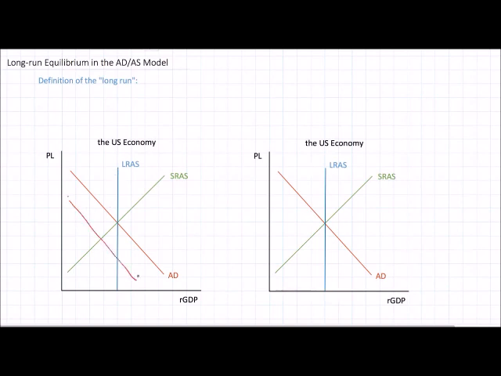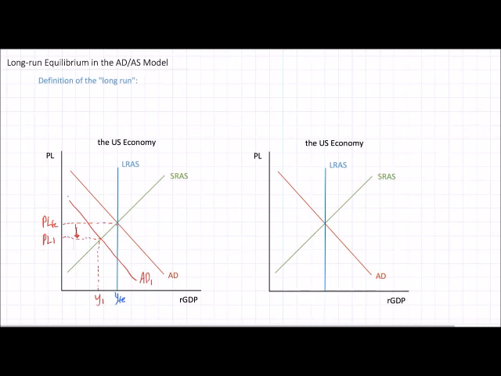When aggregate demand decreases, as we see in our graph on the left here, a fall in aggregate demand, also known as a negative demand shock, causes a short-run decrease in the equilibrium level of output from YFE, full employment national output, to Y1, and a decrease in the equilibrium price level from PLF, the full employment price level, to PL1. This decrease in output and the price level is the result of sticky or inflexible wages in the short run.